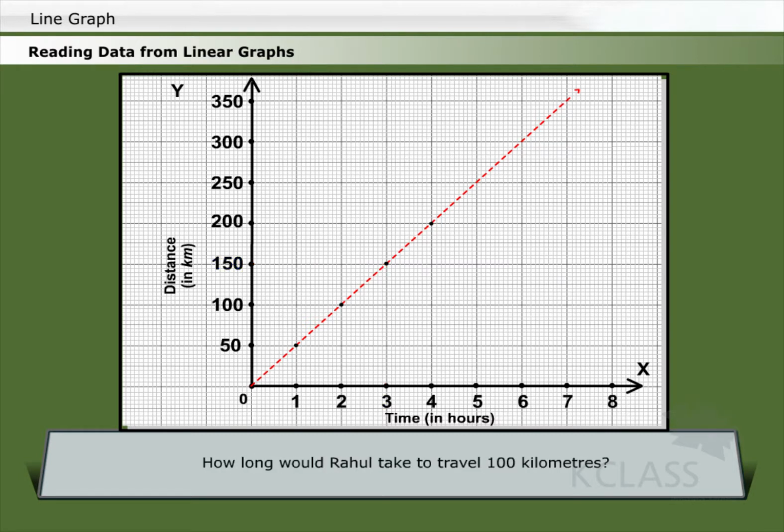How long would Rahul take to travel 100 kilometers? The point that matches with 100 on the vertical axis also matches with 2 on the horizontal axis. So, from the graph, we can see that Rahul would have driven for 2 hours to cover a distance of 100 kilometers. How long do you think Rahul should drive to cover 350 kilometers? From the graph, we can predict that Rahul should drive for 7 hours to cover a distance of 350 kilometers.